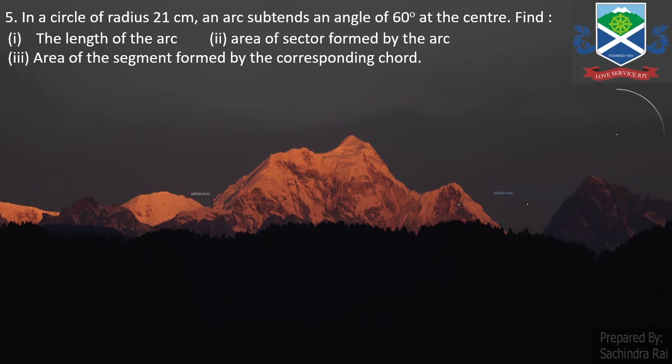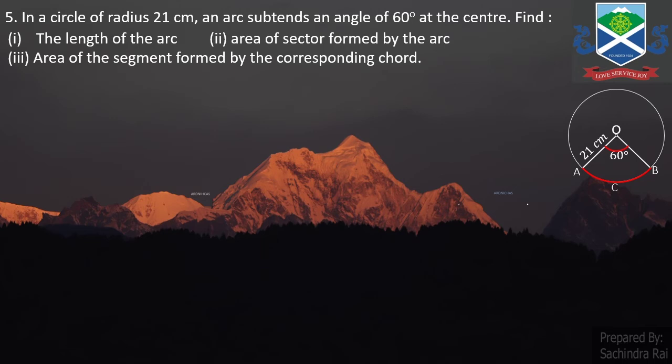So let us understand this question by drawing this circle with center O and this arc, that is ACB. This ACB is the arc, that is, we are supposed to find out the length and the sector formed by this arc also. So when I join AO and BO, it subtends an angle at the center here. So this is angle 60 degree. We need to find out the length of the arc ACB.